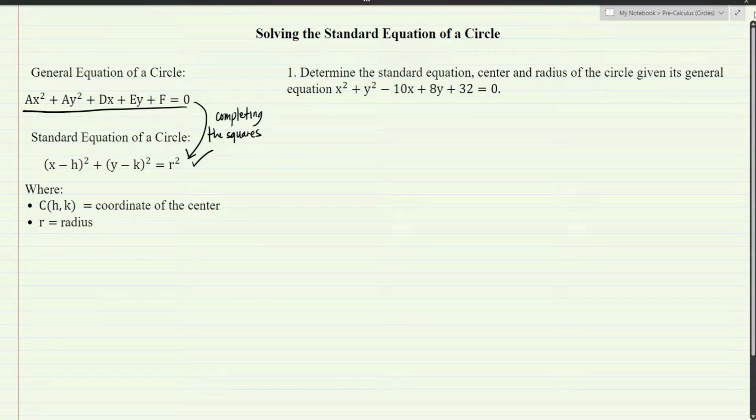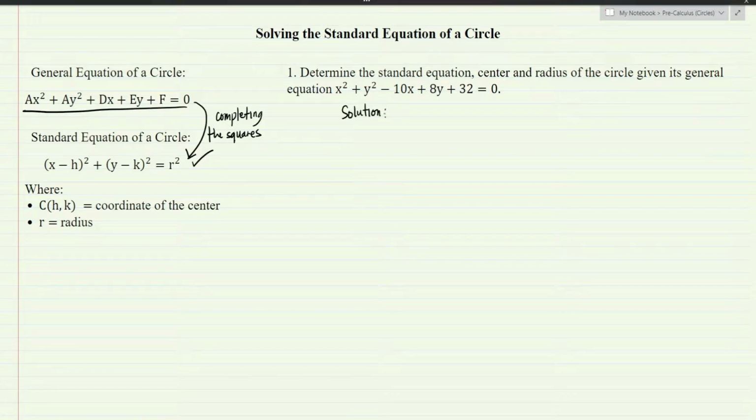Let's now use completing the squares on the first problem. In the first problem, we have x squared plus y squared minus 10x plus 8y plus 32 equals 0 as our general equation. We are asked here to find the standard equation, coordinates of the center, and the radius of the circle. So to start, we will need to rearrange the terms of our general equation.